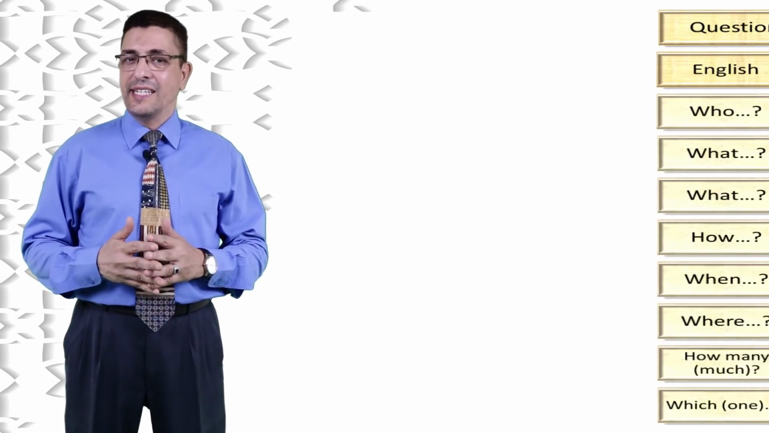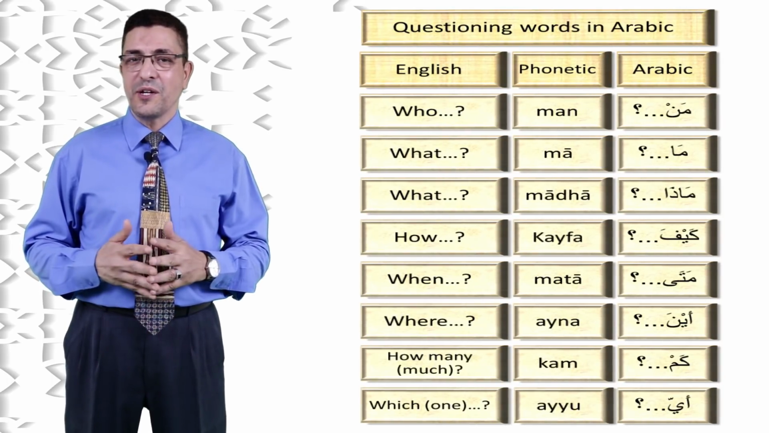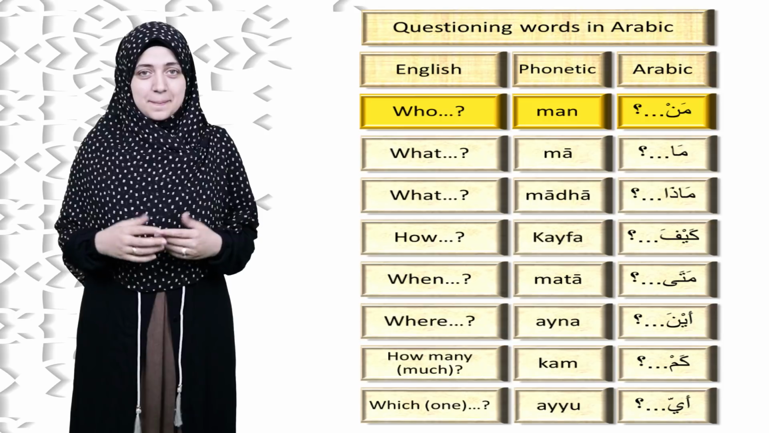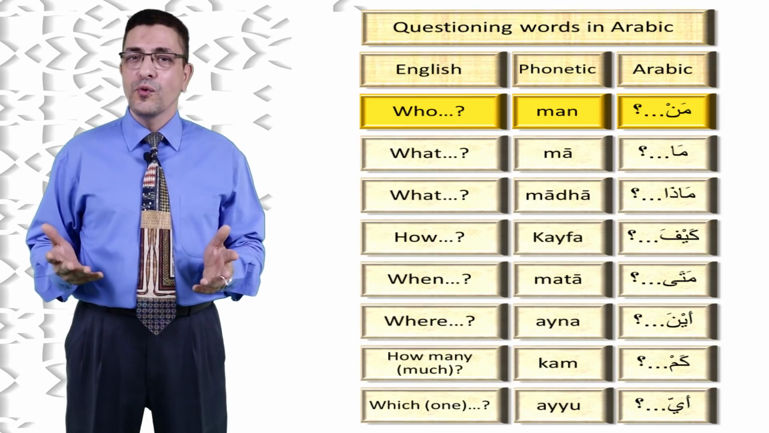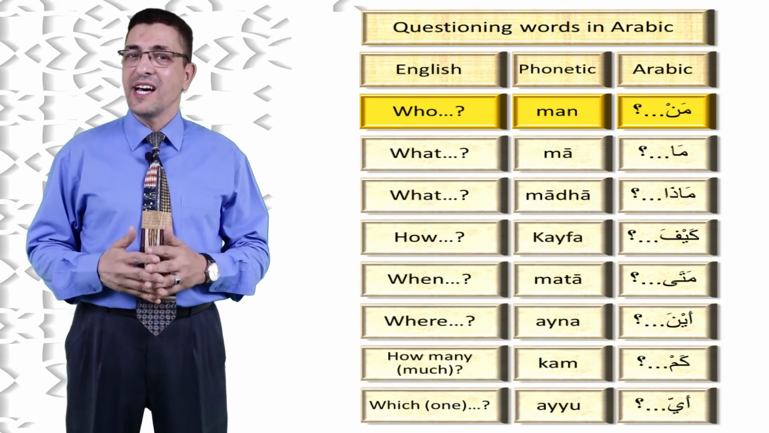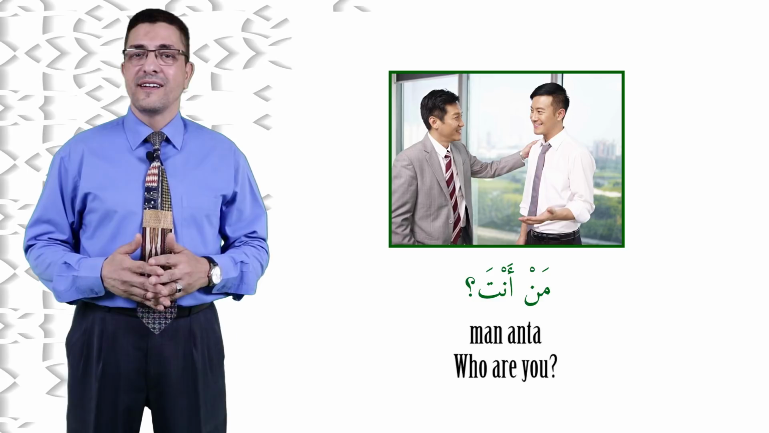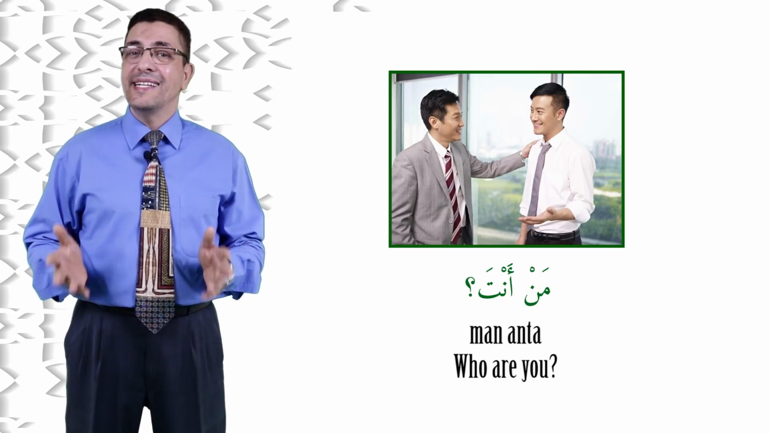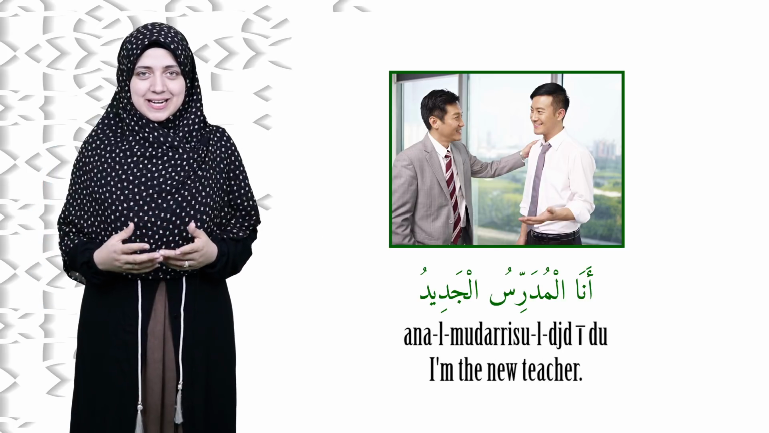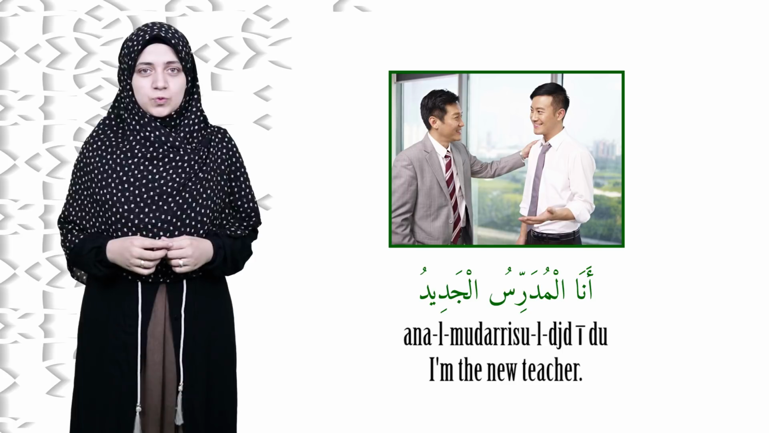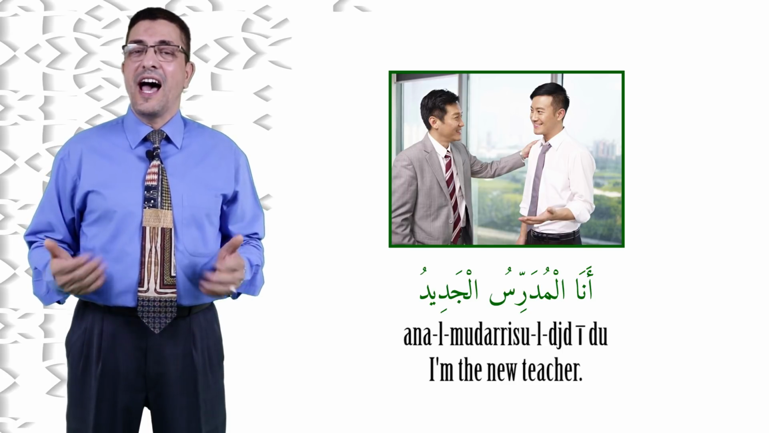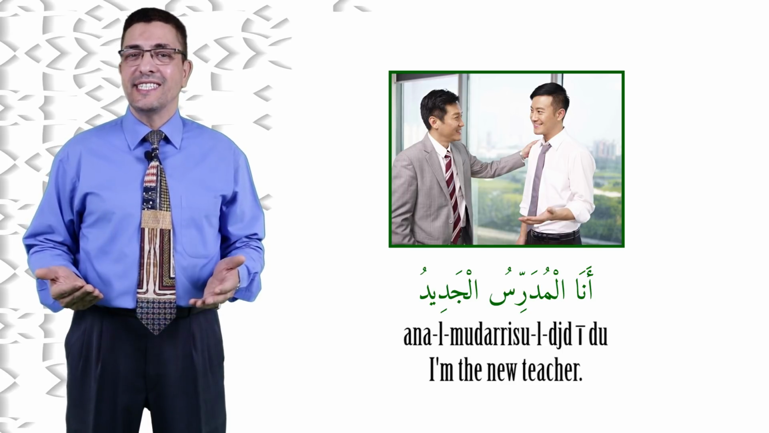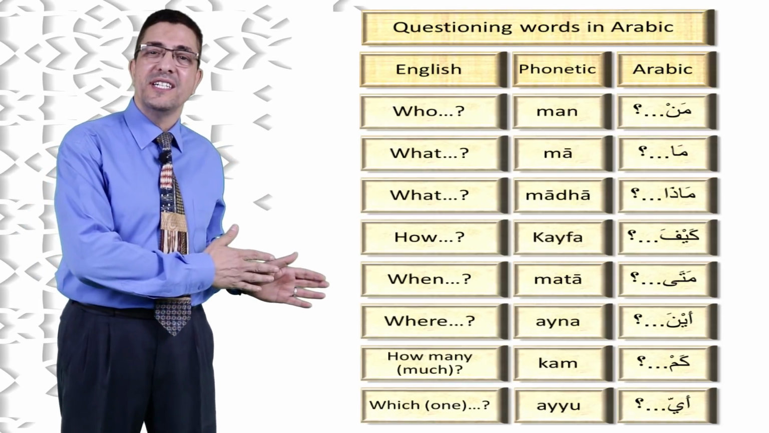Hello again. Now we will learn the most common questioning words in Arabic. من. Who. Man is a questioning word asking about people. Example. من أنت؟ Who are you? The answer. أنا المدرس الجديد. I am the new teacher.